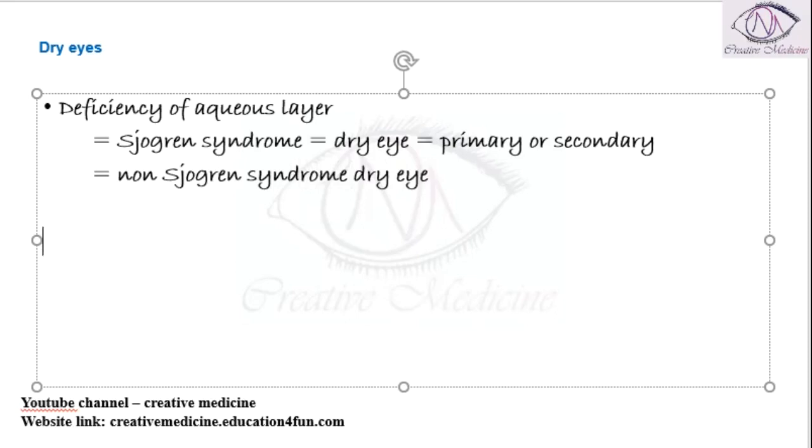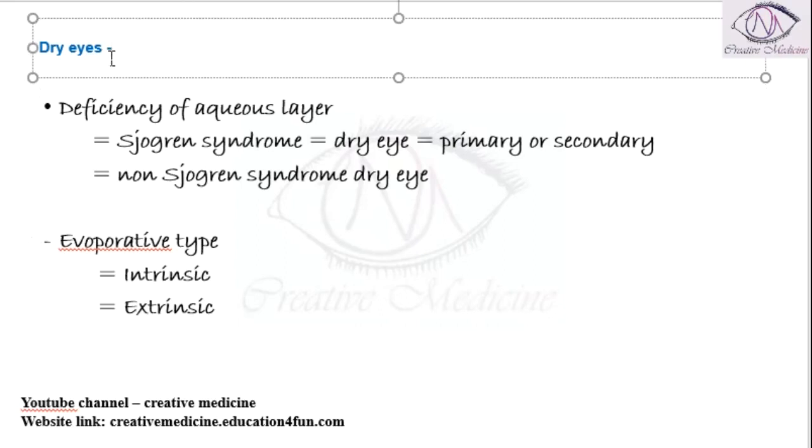So we also have one more type, which is the evaporative type. In the evaporative type, we have two types: one is the intrinsic evaporative type, and the other is the extrinsic evaporative type. So this is the classification of the dry eyes.